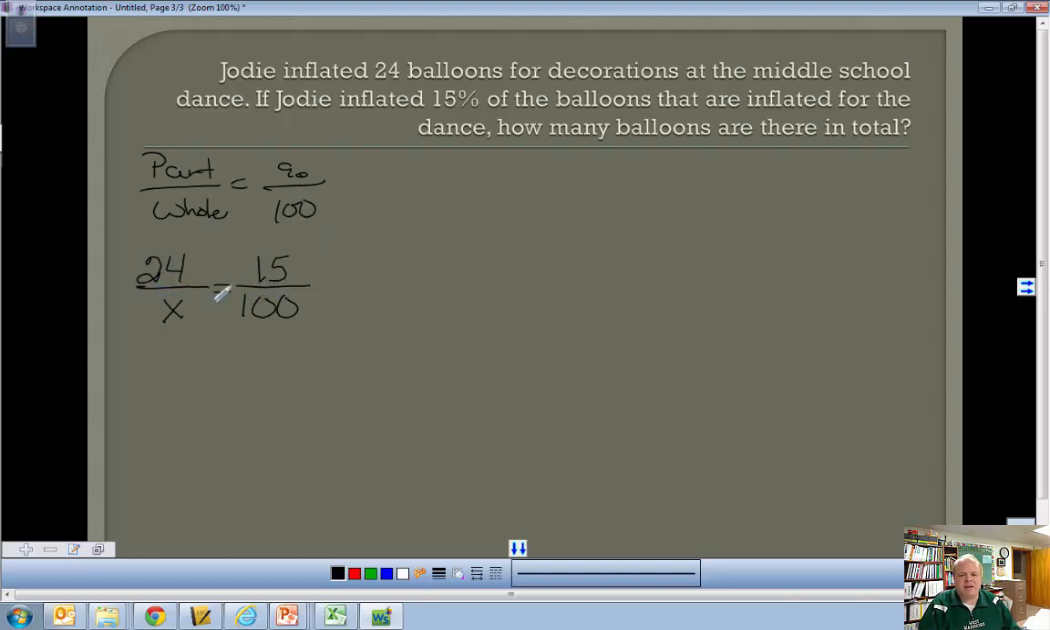Now this is just a proportion I can solve. So remember when we solve proportions, we multiply the diagonals and divide by what's left over. So I have 24 times 100, which is 2400. That's going to equal 15x. I'm going to get my x by itself, so I have to divide. I'm going to divide by 15 on both sides. And when I do that, I'm going to get x equals 160. So there are 160 balloons in total.